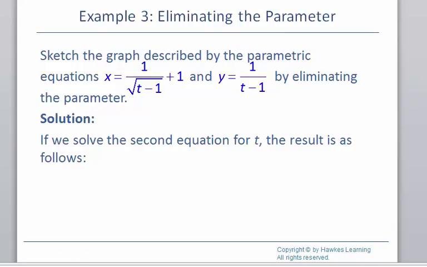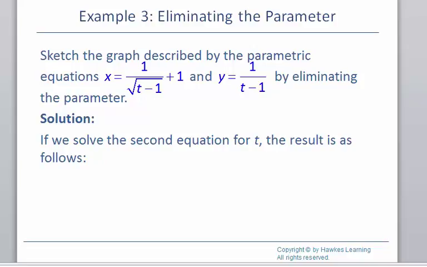Our example asks us to sketch the graph described by the parametric equations x is equal to 1 divided by the square root of t minus 1, plus 1, and y is equal to 1 over t minus 1, by eliminating the parameter. The most common method is to solve one of the equations for the parameter and to substitute that result for the parameter in the other equation. So we're going to begin with that method.